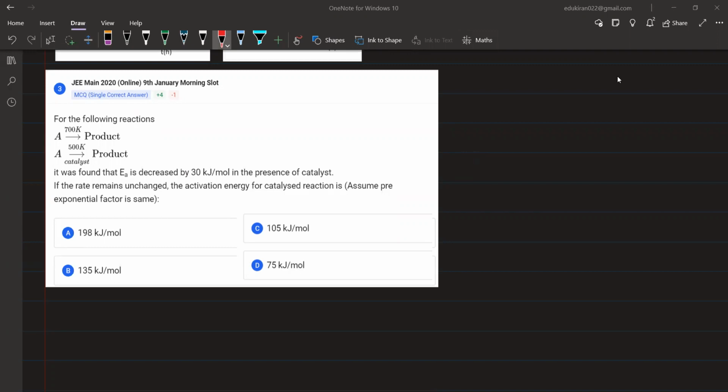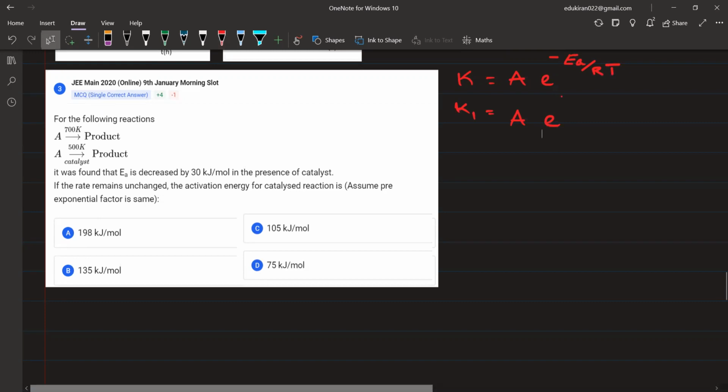So see, according to the Arrhenius equation, K is equal to A, the exponential factor or Arrhenius factor, into e to the power minus EA upon RT. Correct? Yes, sir. Now we have two different rate constants, K1 and K2. So for K1 we can write A into e to the power minus EA upon R into, what is the temperature? 700 Kelvin.